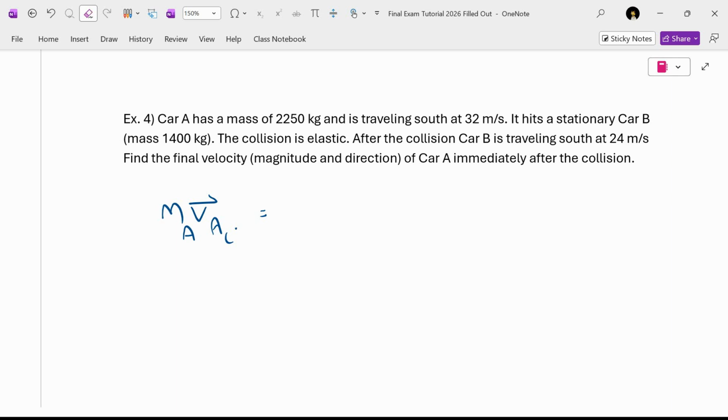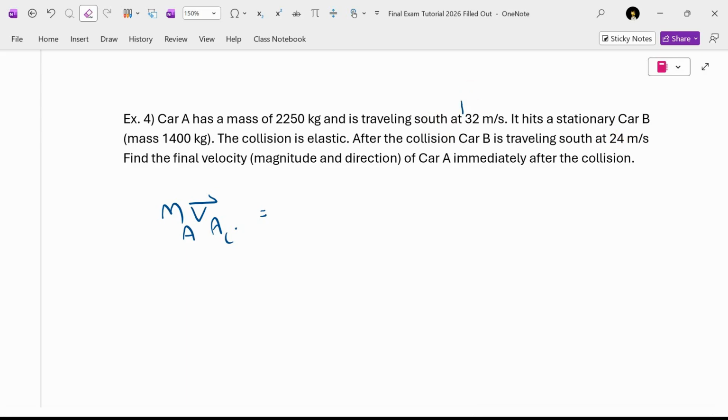Bam! They collide. Sorry for those of you on YouTube with headphones. After the collision, Eveluna, read the question. Car B is traveling south, and it wants me to find the velocity of car A. They must not be stuck together. Otherwise, the answer for car A would also be 24 meters per second south. I see the word south. I don't see the word north.